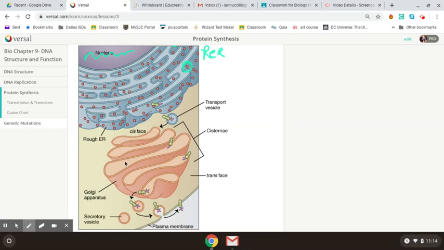This is the Golgi body. Remember those. Their job is to package and process proteins. Okay, that's what the Golgi apparatus does. This little green guy with the little starfish looking thing on top of him, that's our protein. So I'm going to go through this picture and show you how a protein is made.